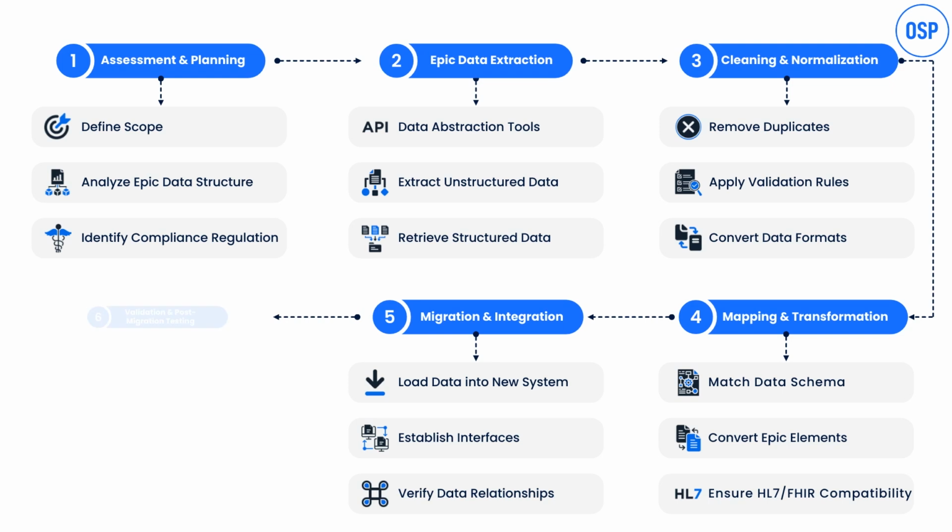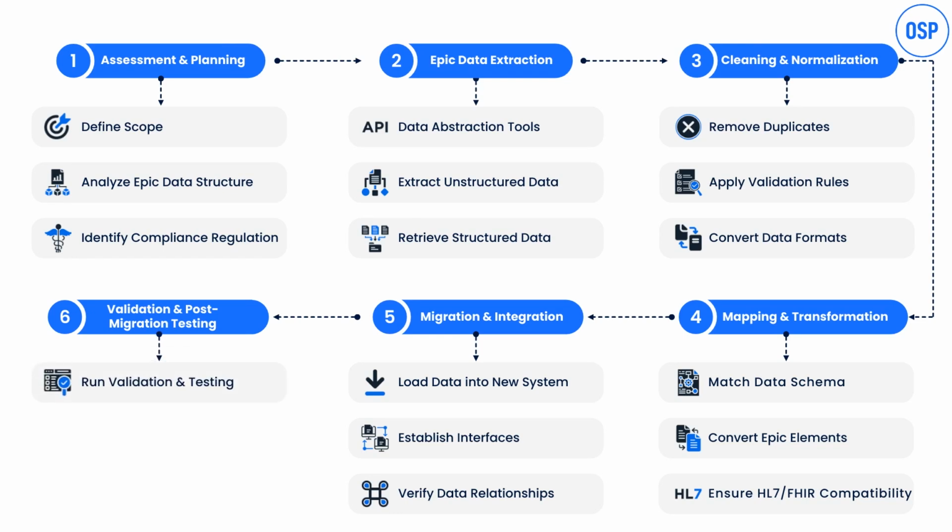Step 6. Validation and post-migration testing. The last step? Double-check everything. Before fully switching over, you need to run system validation and parallel testing to catch any errors before go-live. Ensure data integrity, consistency, and usability in the new system. Set up real-time monitoring to fix any issues before they impact patient care. Skipping this step means risking data corruption, security breaches, and workflow disruptions. Always test before going live.